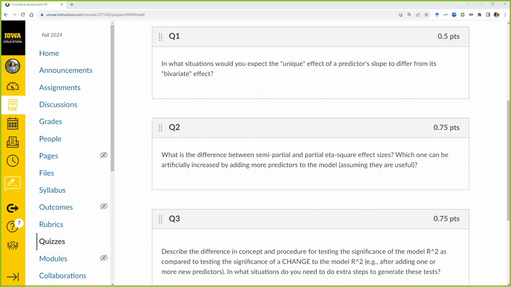Okay, so question 2. What is the difference between semi-partial and partial eta square effect sizes? Let's start with that first one. Can anyone tell me the difference between semi-partial and partial eta square effect sizes?